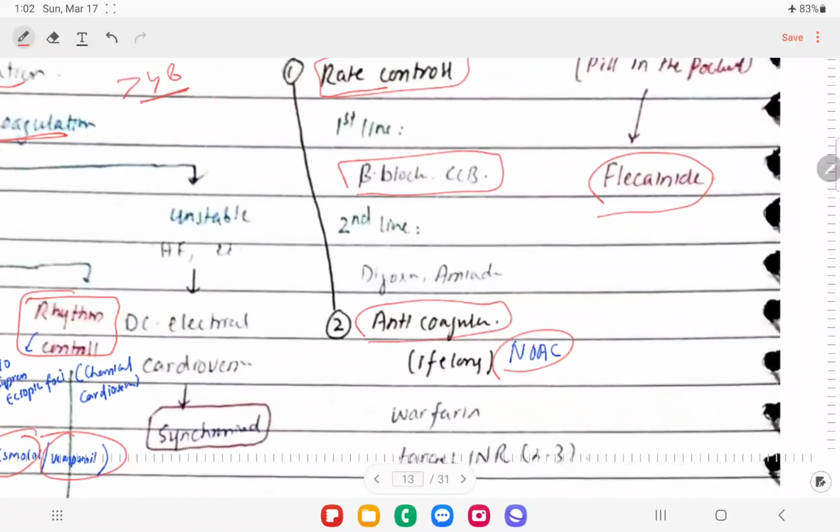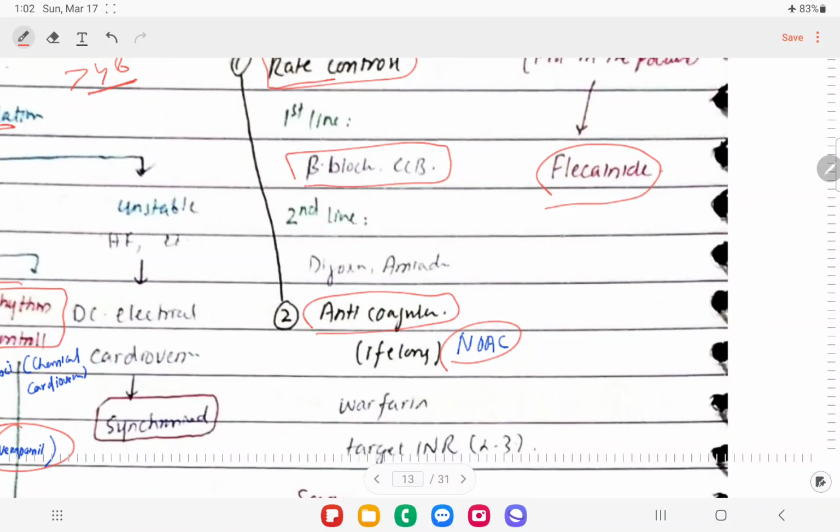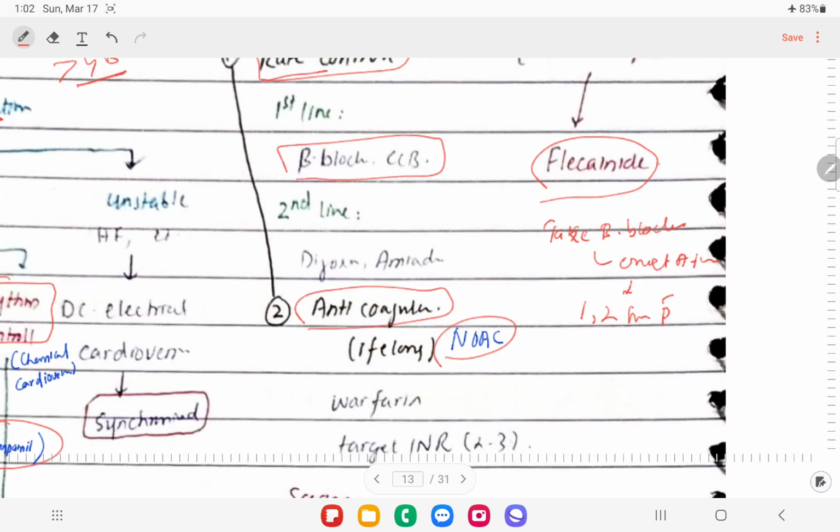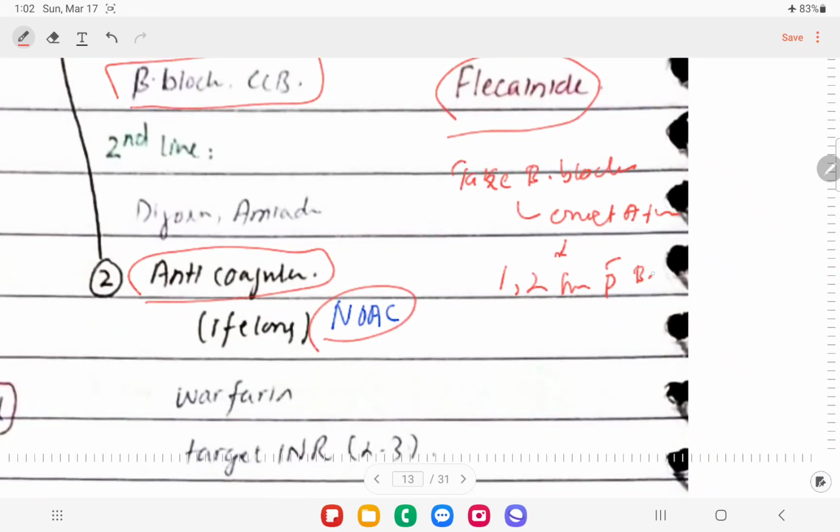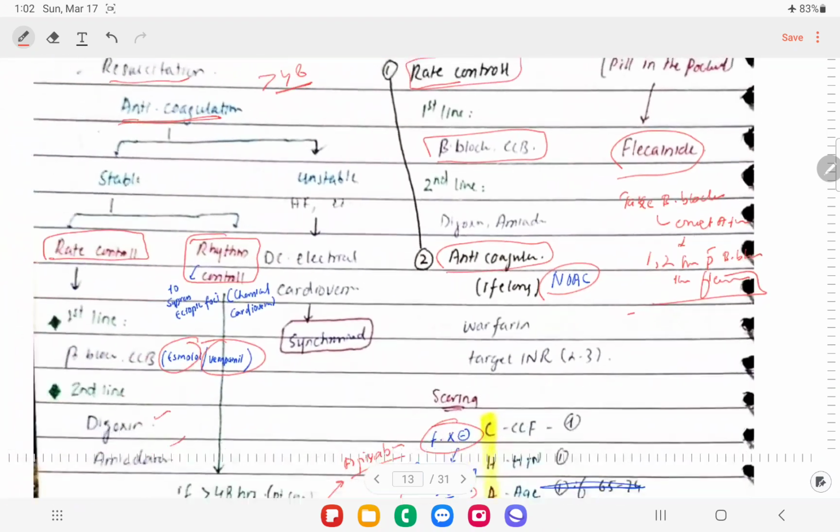So in these patients, we are going to ask them to take a beta blocker when they have onset of atrial fibrillation, right? And then 1 to 2 hours after the beta blocker, they can take flecainide 100 to 200 mg, right.